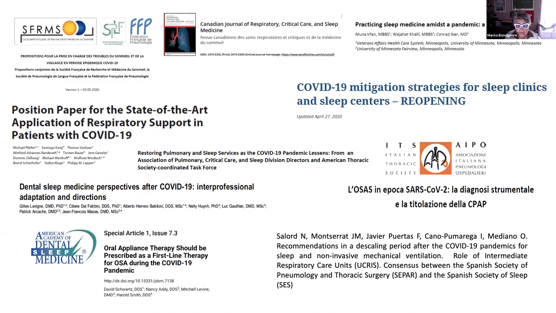A number of papers have been produced by several societies in different states. And you see here, the most important one was the AASM, the American Academy of Sleep Medicine document, illustrating some mitigation strategies for reopening. But there were also papers from France, Canada, Germany, Italy, and the first one to come out was the one from Spain. In addition, there were also documents concerning dental sleep medicine.